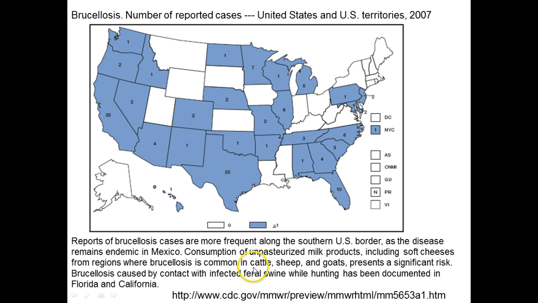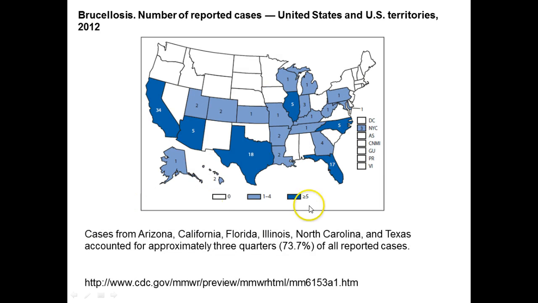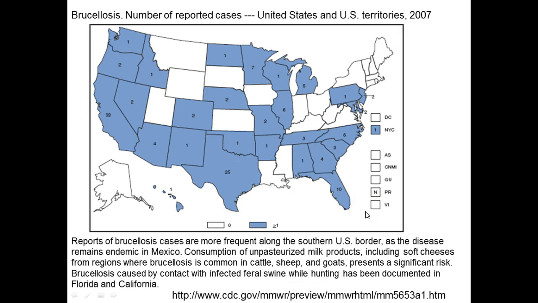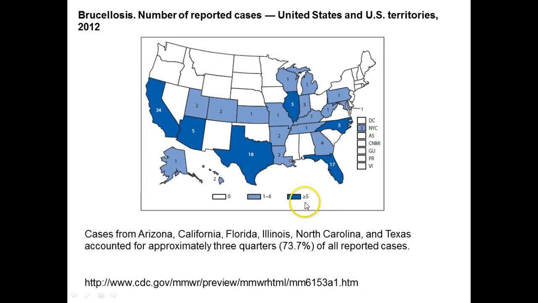So as I said, it's common in cattle, even sheep, goats, and it presents a significant risk. It's also been documented in feral swine in Florida and California. It makes me wonder about the problem we have here in the Atchafalaya with the swine they're trying to eliminate too. So again, you see the trend continues. That was an older one from 2007. For 2012, what are our big states? California, Texas, and Florida too, so up there.